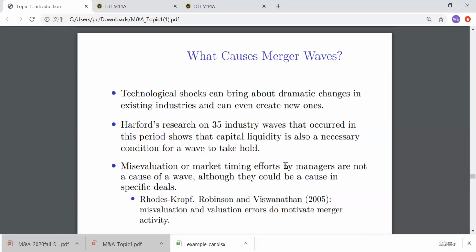But it turns out that Harford found that it's not the main cause of the wave, but they could be correlated. It could be a cause in specific episodes, for example, in 2000, right? So this could be a reason there.